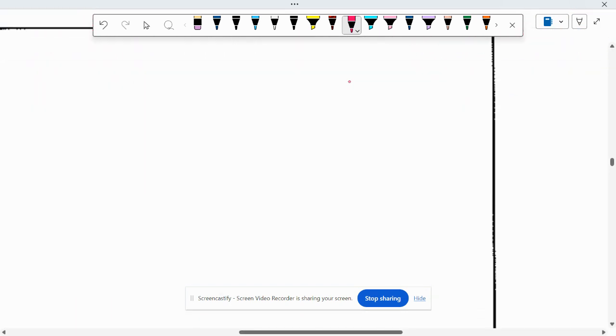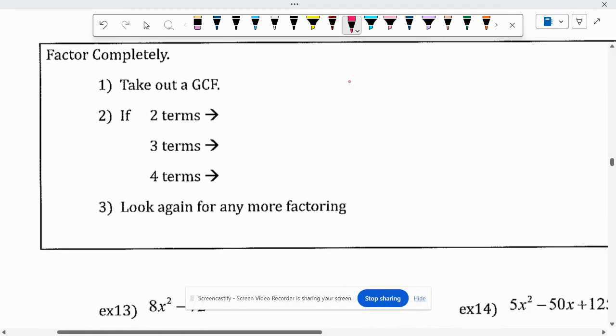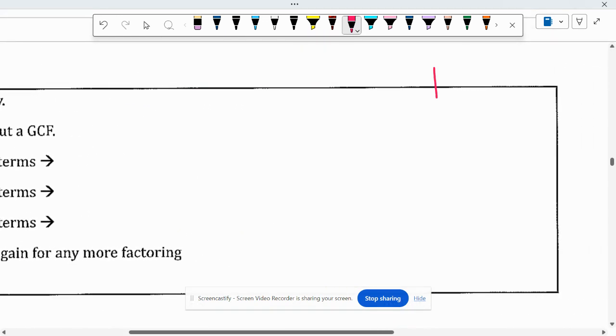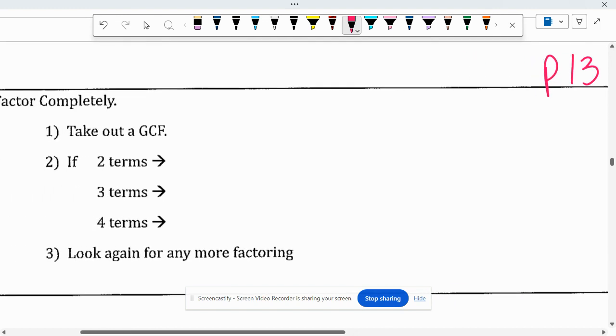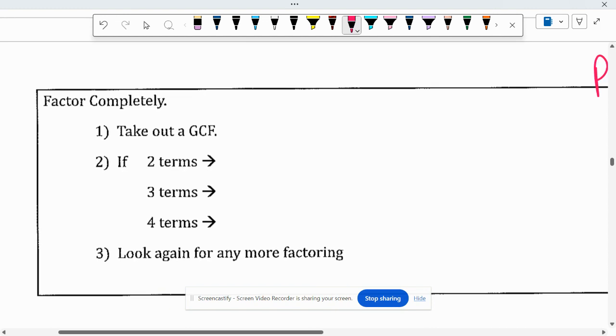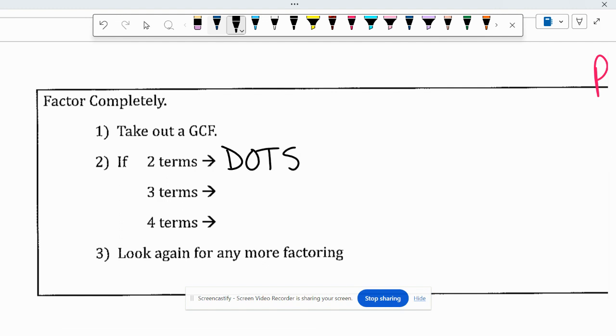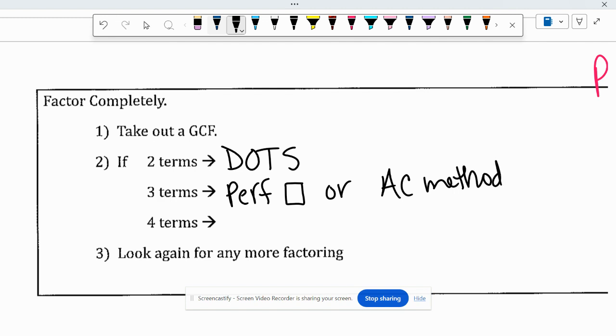Okay. So this right here is page 13. Factor completely. Number 1, you have to take out a GCF. If it has 2 terms, what does that mean? Difference. Yes, it's a difference of 2 squares. If it has 3 terms, that means it's either a perfect square or you have to use the AC method.